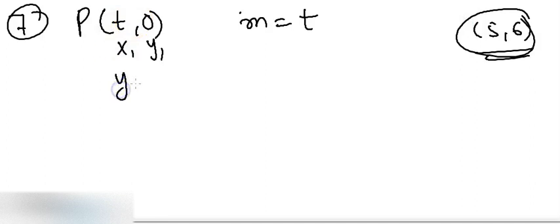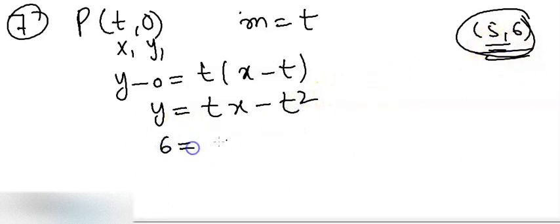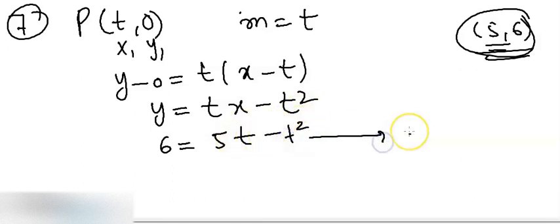First we will calculate the equation y minus y1 equal to m, which is t, times x minus x1. This is going to be y is equal to tx minus t square. Now since the line is passing through this point, it must satisfy x equal to 5 and y equal to 6. Now you solve this quadratic equation and get the values of t.